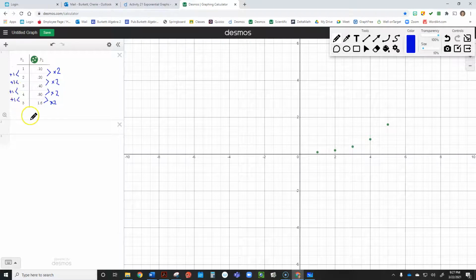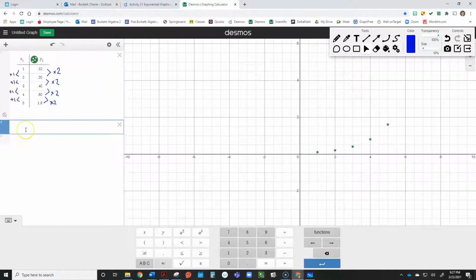I determined, first of all, that this was an exponential equation by seeing that this had a constant multiplier, a multiplicative change, when the x's had an additive change. So that's important to see. And then I'm going to remind you how to do the regression command right here on line 2.